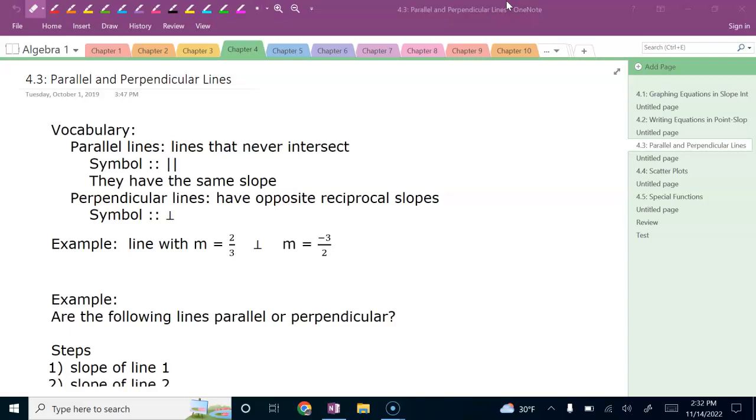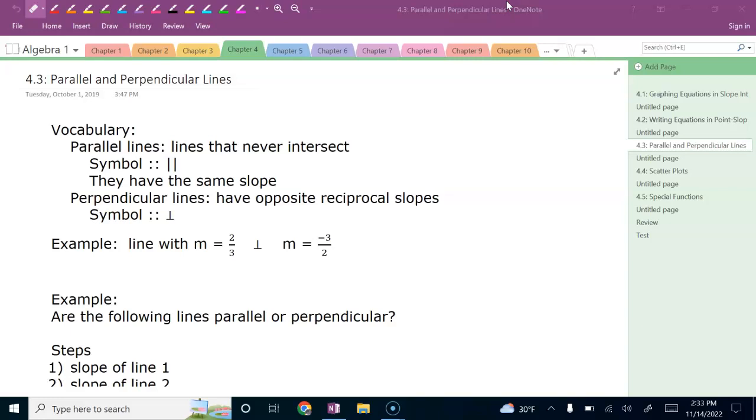So parallel lines would be lines that never intersect or never cross. They're going to have the same slope. The symbol for parallel lines is like these two bars that kind of stand straight up and down next to each other. Perpendicular lines mean that they have opposite reciprocal slopes.